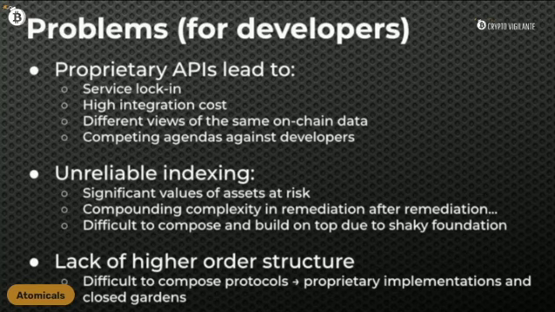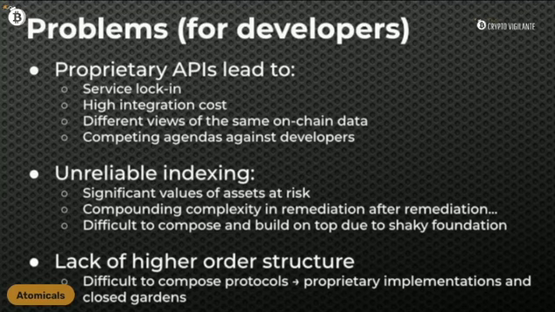Unreliable indexing. Significant values of assets are being put onto ordinals on Bitcoin, and with unreliable indexing, we don't really know if you're going to get an ordinal number that's positive or negative, for example. That's one of the things that came out of one of the edge cases that was discovered.